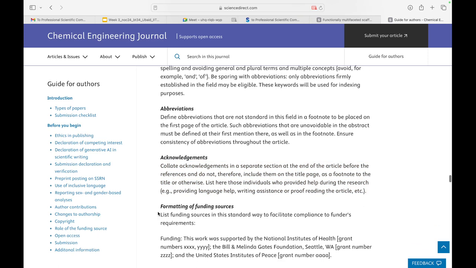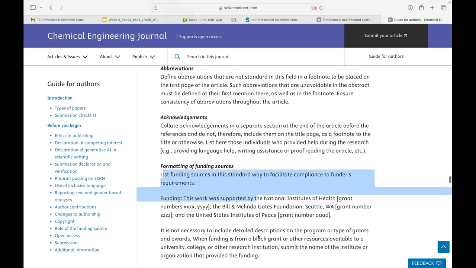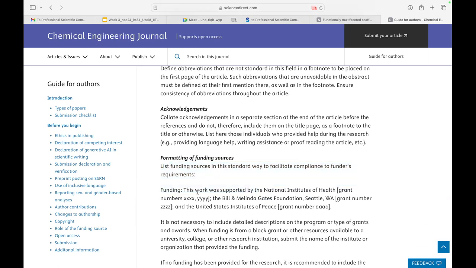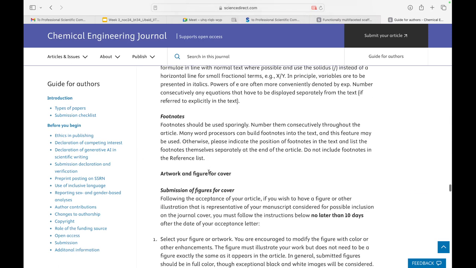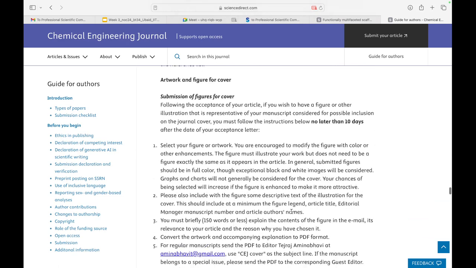Source of funding. If you have received any funding, that is also mentioned. Everything you have to mention. What are the funding sources? How to write the funding? There is a format, with the year and everything, when the grant was received and when you have used it. So you have to write these. Then mathematical formulas, footnotes, and submission.